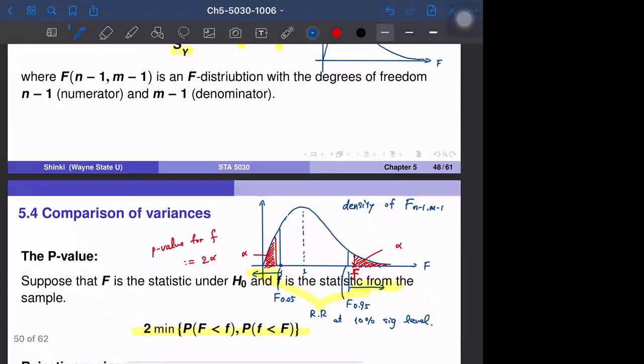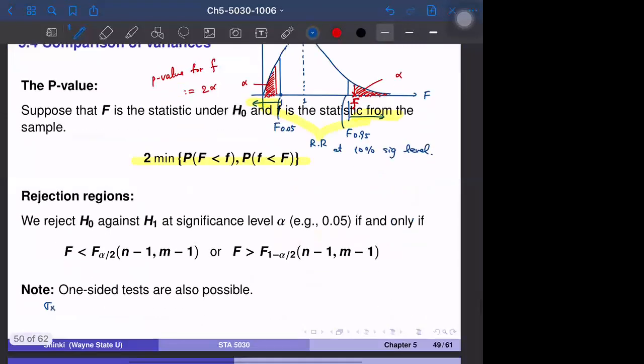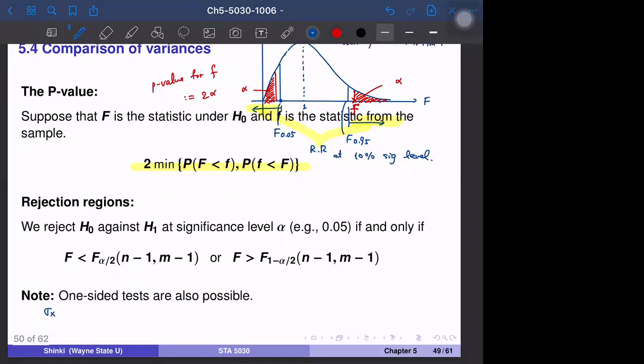So suppose that our null hypothesis is sigma x is larger than sigma y, then the rejection region was just one-sided. So it's a 10% significance level. We take some value, f of 0.9 here. Then suppose this area is 10%.